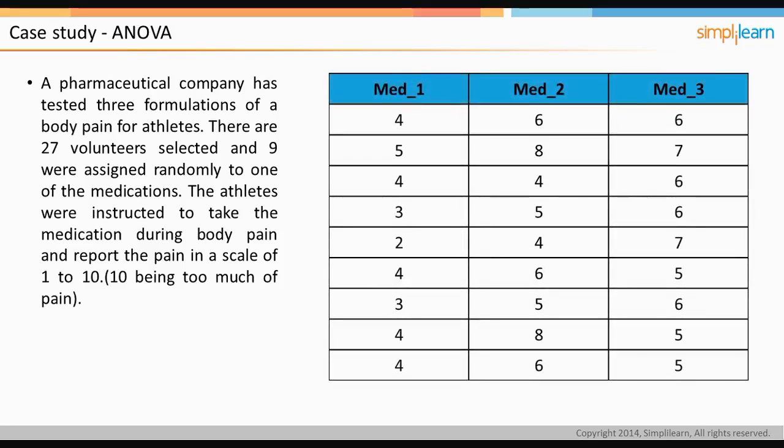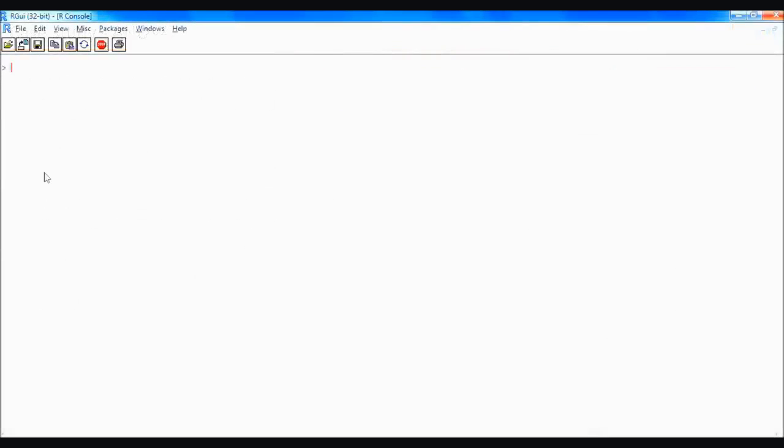Here, the table shows the pain rating for each athlete across each medication. The question the company wants to answer is, is there a significant difference in the effect of the different medications? Since there are more than 2 different groups, we will use analysis of variance to test the significant differences between means of all 3 medications. And the following video will walk you through the process. To start with, save the data into a CSV file.